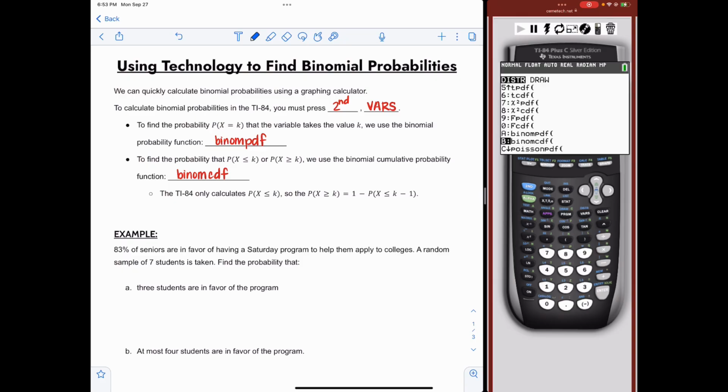Now you need to understand that the TI-84 only calculates the probability that x is less than or equal to k. So if you're finding the probability that x is greater than or equal to k, you have to find the probability that x is less than or equal to a number that is one less than what you're trying to find, and subtract that probability from 1. So it's like finding the complement.